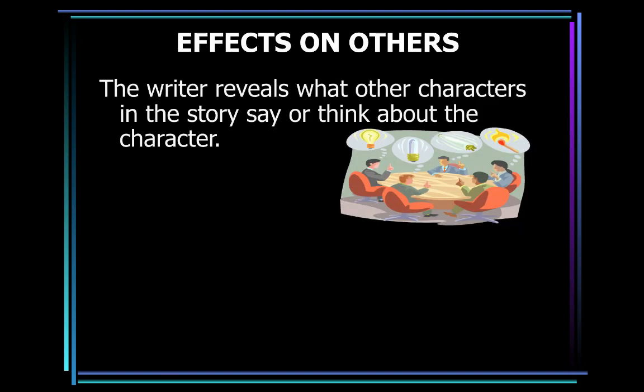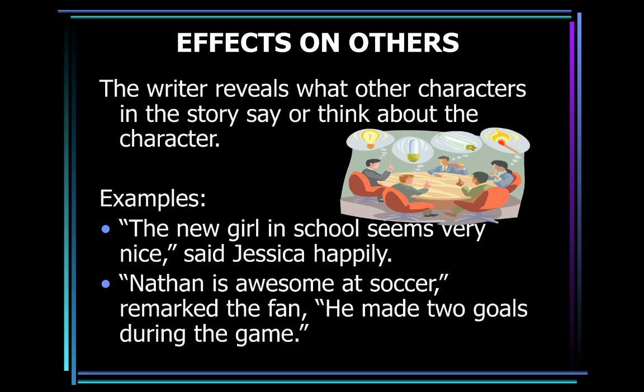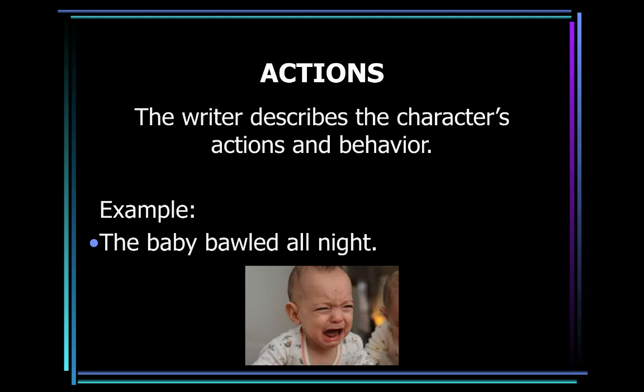How they affect others in the story is also another way that authors reveal something about a character. For example, "The new girl in school seems very nice," said Jessica happily. "Nathan is awesome at soccer," remarked the fan. He made 2 goals during the game. So this tells us that Nathan must be very athletic. Also, a character's actions reveal something about them. For example, the baby bawled all night. So that tells us that the baby was very upset.